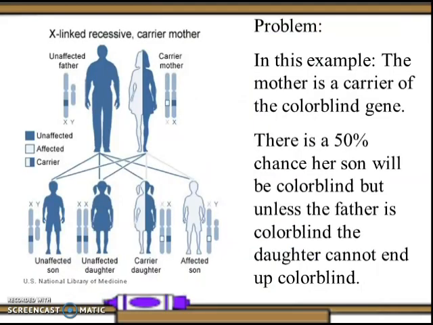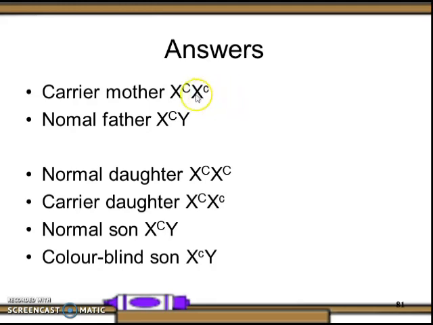In this example, the mother is a carrier of a colorblind gene. There is a 50% chance that her son will be colorblind, but unless the father is colorblind, the daughter cannot end up colorblind. In a cross between a carrier mother and a normal father, here are the possible phenotypes and genotypes. As you can see, there will be 50% normal daughter, 50% carrier daughter, 50% normal son, and 50% colorblind son.